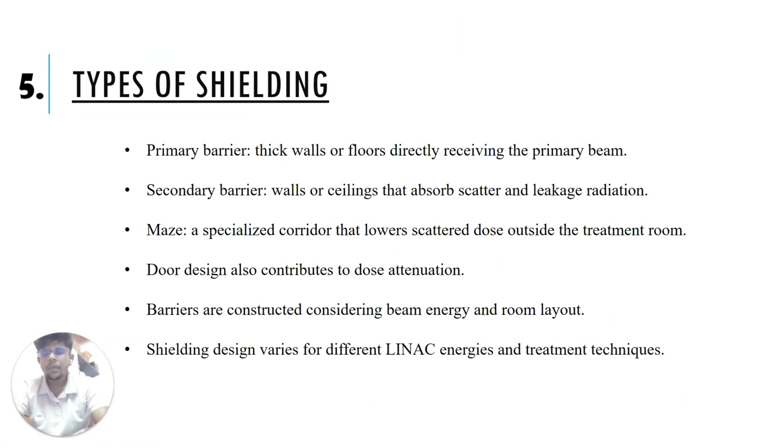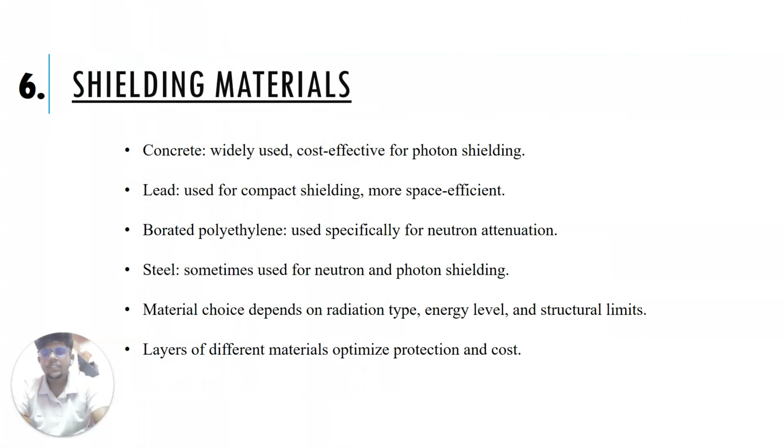Types of shielding are primary barrier, secondary barrier, maze, and the door design also contributes to the attenuation. Barriers are constructed considering the beam energy and the room layout. Shielding designs vary for the different LINAC energies and treatment techniques. Shielding materials are concrete, lead, steel, etc.